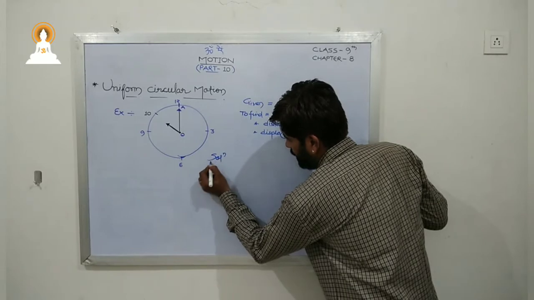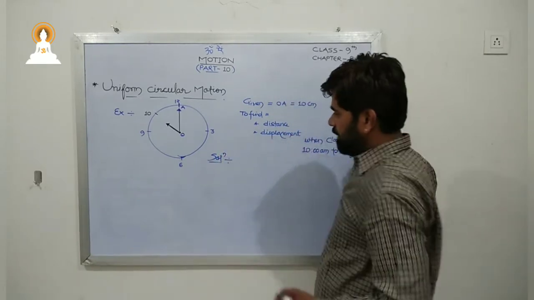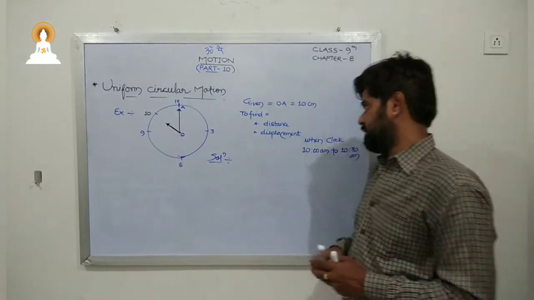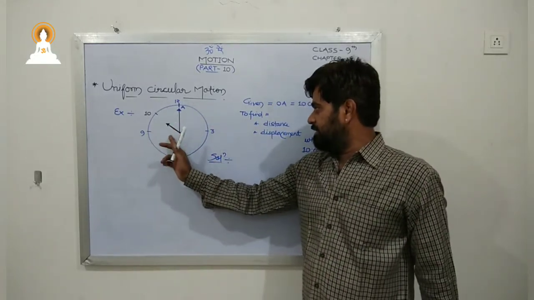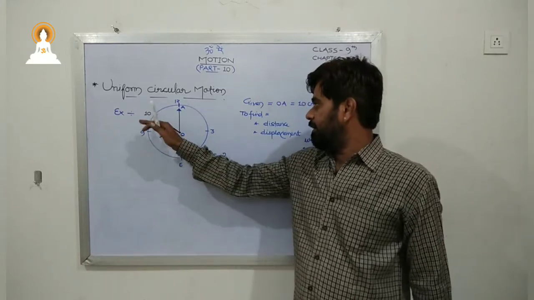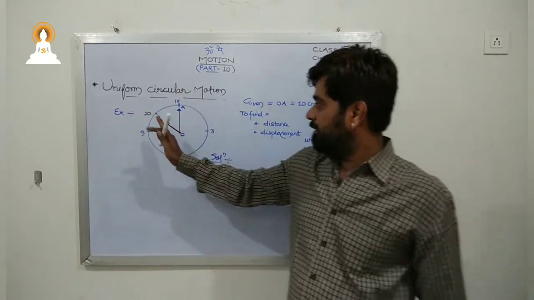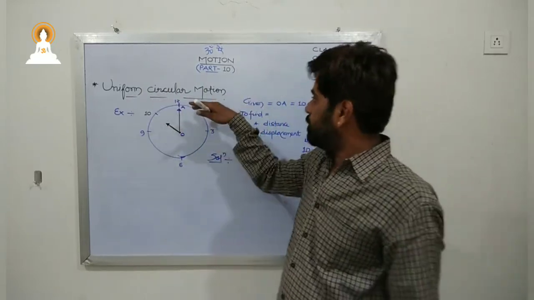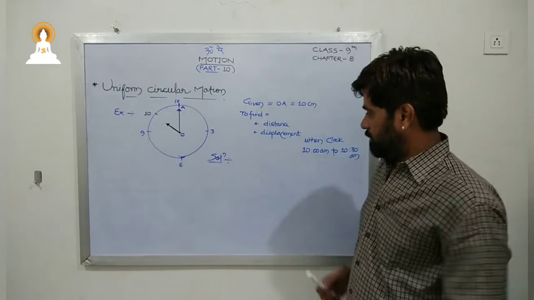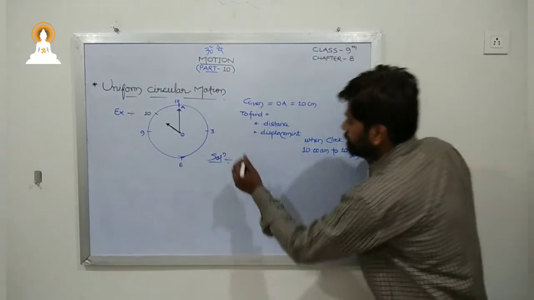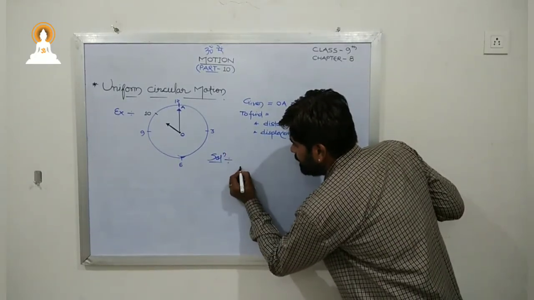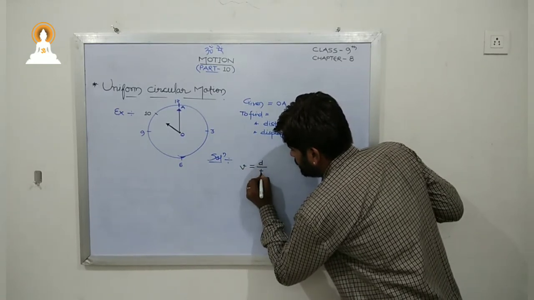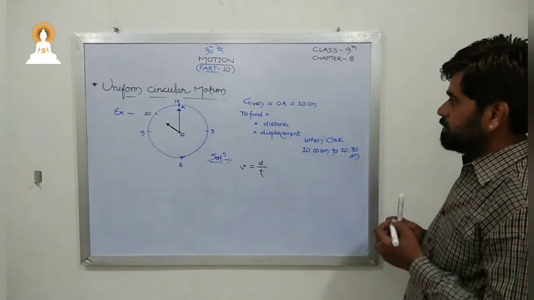So, solution, because in the solution we are specifying the formula. Now the distance, first of all, distance covered. Here it is already assumed that the clock's minute hand, hour hand and second hand move in a uniform circular path, that is, they perform uniform circular motion. So we know speed is equal to distance upon time.